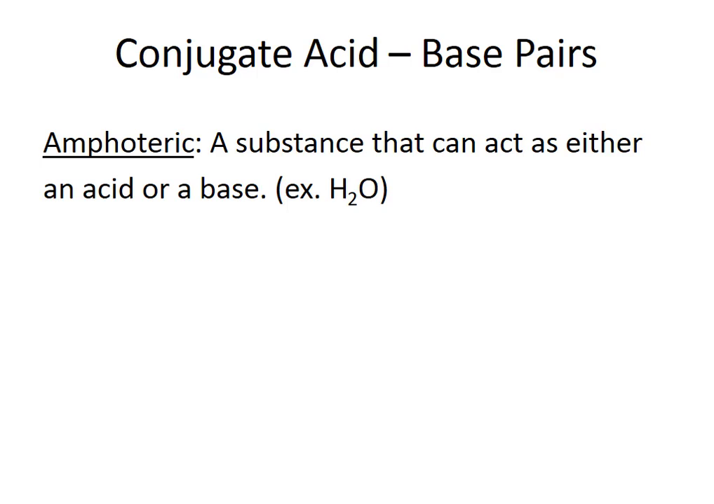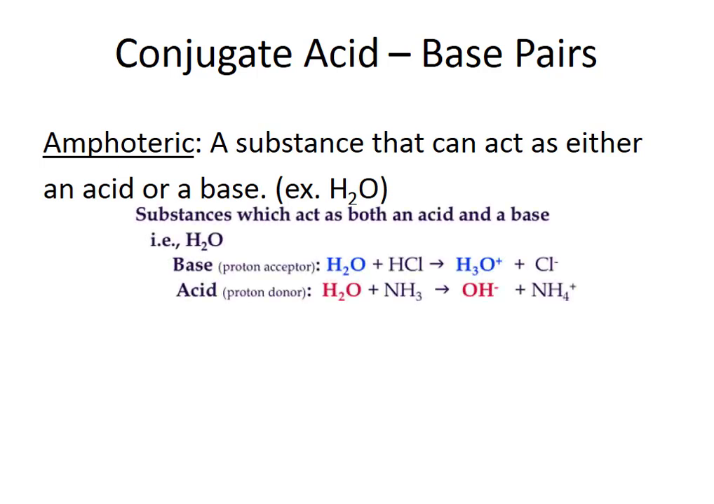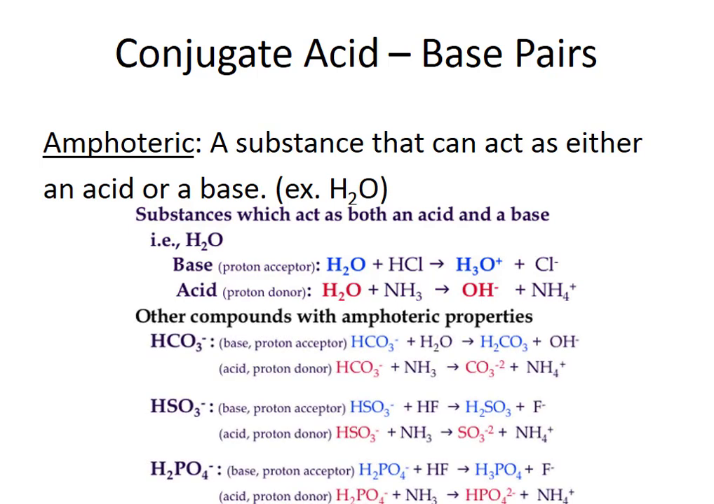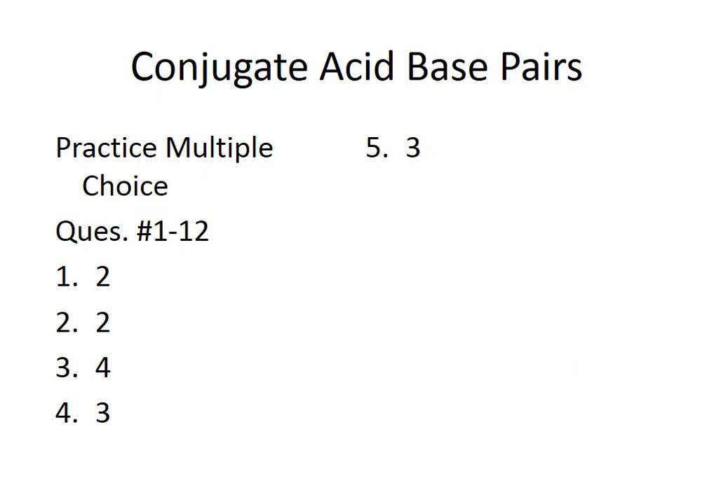Amphoteric is just a substance that can act as either an acid or a base. The amphoteric substance we're most familiar with is H2O. Again, H2O can act as a base and accept, or it can be an acid and donate that H plus ion. There are other amphoteric substances found here, but the one the state focuses on the most is water.